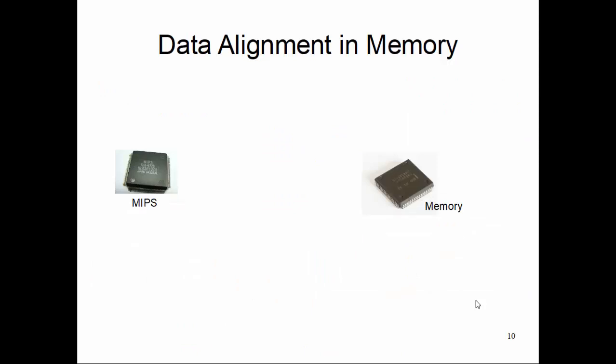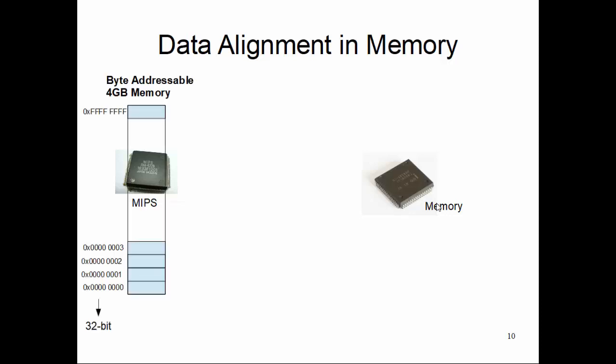In our computing system, we have two things, right? One is the MIPS processor, and a memory. They are interacting. Now from the MIPS perspective, memory is a device which is byte addressable, meaning each address points to a byte. So with a 32-bit address, we have a total of 4 gigabytes of memory space.